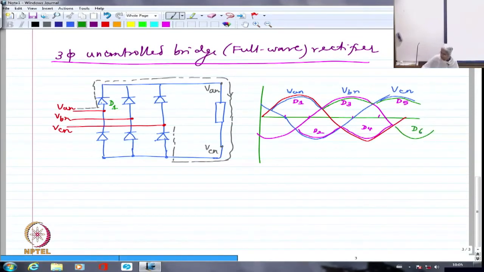I am essentially numbering the devices in the sequence at which they take over. So let us say D1 takes over here. D1 will be able to conduct for some time with D6, some time with D2. So D2 corresponds to C phase's negative. C phase is here. And this is B phase's negative. Then B phase takes over, which is D3. This is D6. This is D4, sorry.